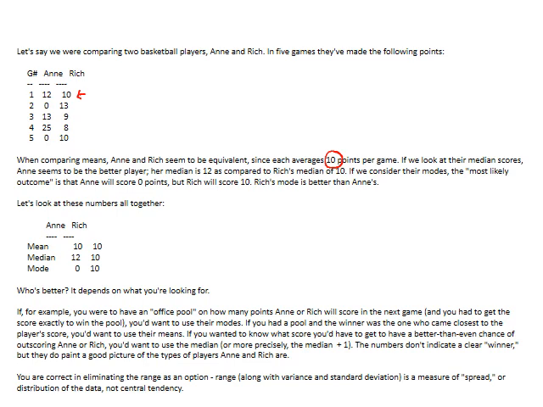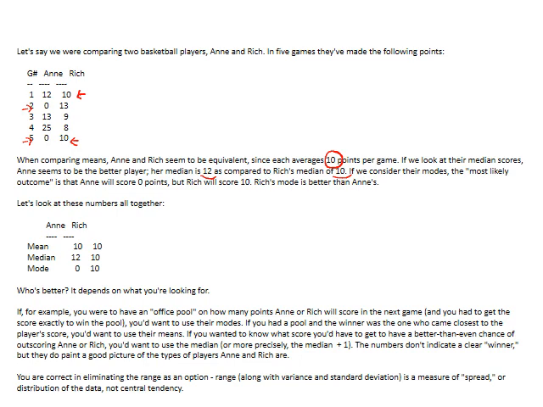But if you look at the median, which is the number in the middle if you line them up from lowest to highest, Anne actually has a 12 in the middle and Rich has a 10 in the middle. If you consider the mode, the one that happens the most often, look at Anne's. She had a game where she scored 0 and another game where she scored 0. So that is her most common, whereas Rich scored 10 and 10. So Rich's score looks way better.